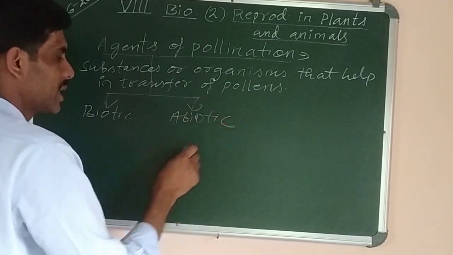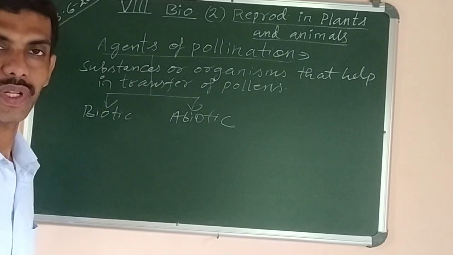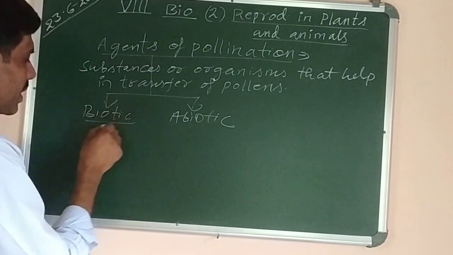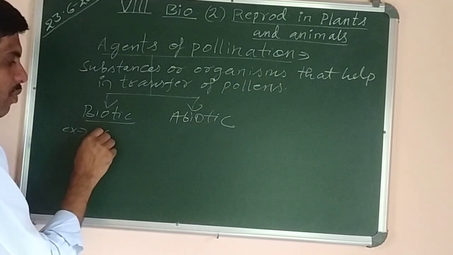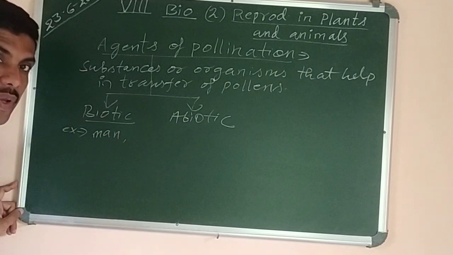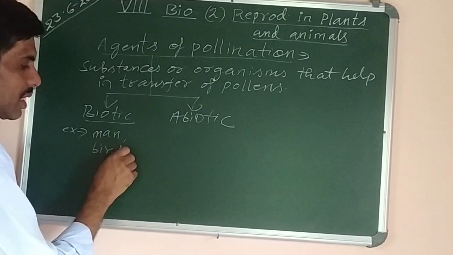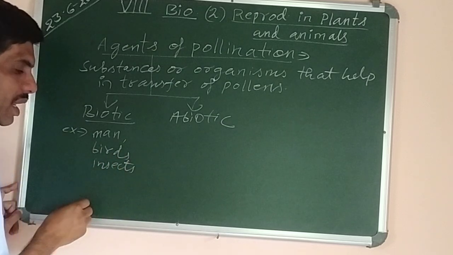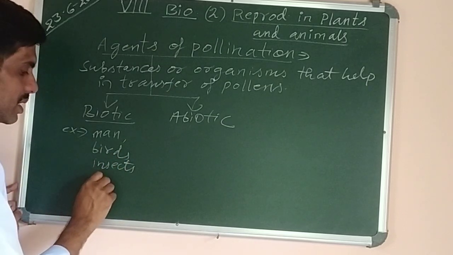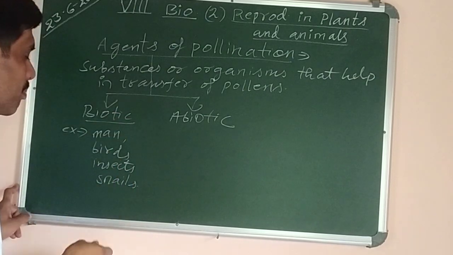Means certain agents which help to bring about pollination or transfer the pollen grains, some of them are living. Examples of living or biotic agents, you can say man. We are also helping in pollination, that is called artificial pollination. It can be birds, it can be insects, it can be some other animals also like snails and slugs, mollusks. Okay, so all these are biotic agents.